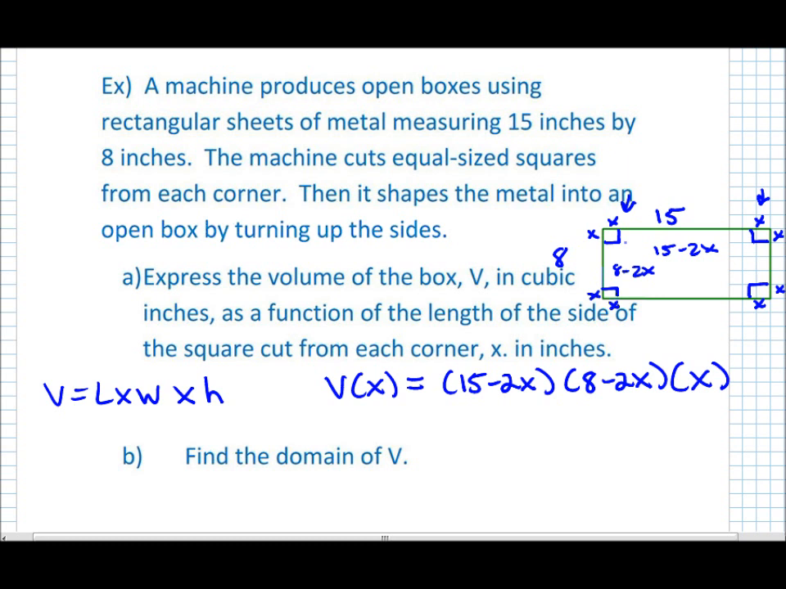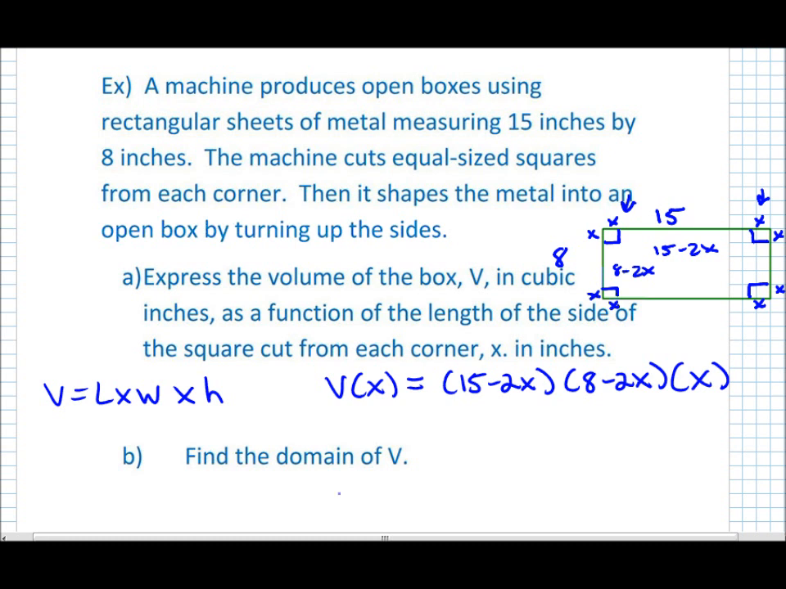So now, basically, what you need to do here is you just need to FOIL. And actually, you don't have to FOIL. You can leave that as your answer if you like. I'll make it simple for you. You don't have to FOIL.